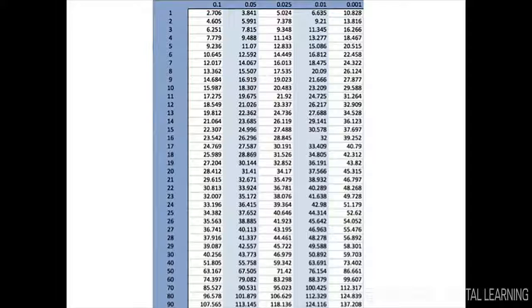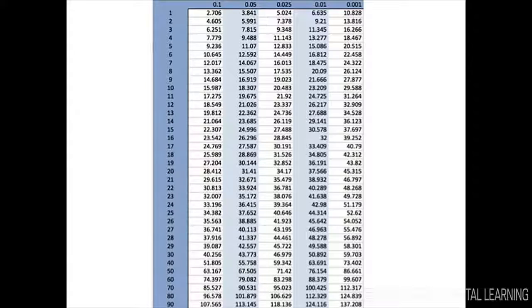In this case, we're using the 0.05 column, which is the second column. We're using degrees of freedom as 1. We'll just see where they intersect. And here we see in the table that where they intersect, we get the critical value that we need. That's 3.841. That's the value that we need to compare with our calculated value.